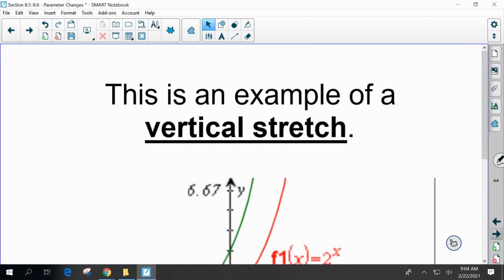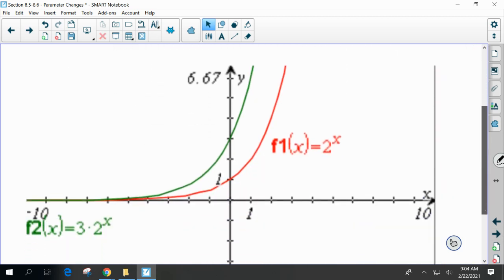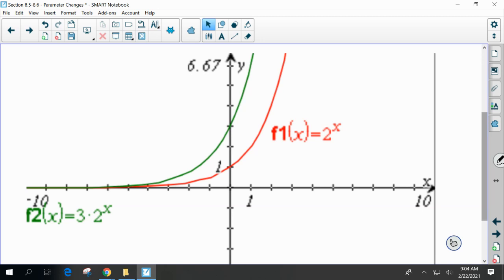Okay, so I think this is on your notes outline, but this is an example of those two graphs put right beside each other. So notice that the 2 to the x power is wider than the 3 times 2 to the x power. It's more narrow and it gets steeper. So that's an example of what a vertical shrink looks like. A vertical stretch, not a shrink.